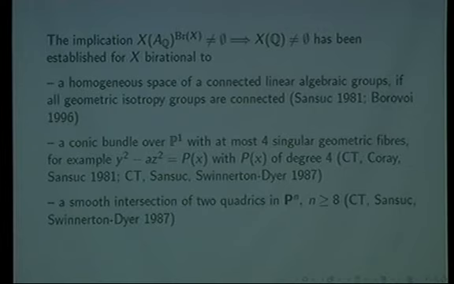And so in that case, we could prove that this condition is enough to ensure that there's a rational point. The simple case is this equation, y² - az² = p(x), where p is a polynomial of degree 4 and a is a constant. And another case which has been proved unconditionally of this implication is if you take a complete intersection of two quadrics in projective space P^n when n is at least 8.